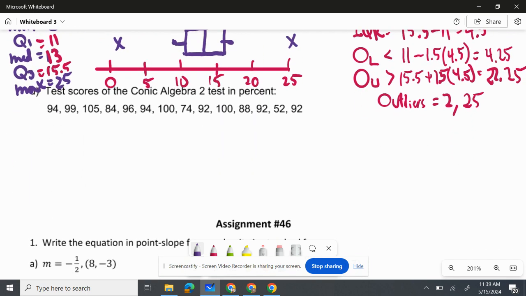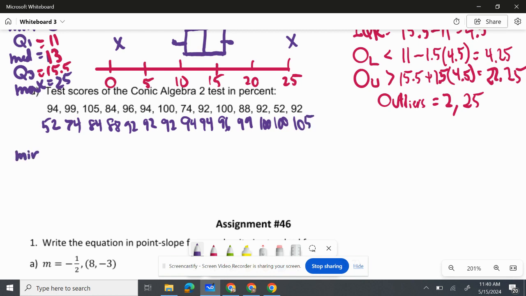Okay, our last one. Once again, we put the numbers in order. So we have 52, 74, 84, 88, 92, 92, 92, 94, 94, 96, 99, 100, 100, and 105.